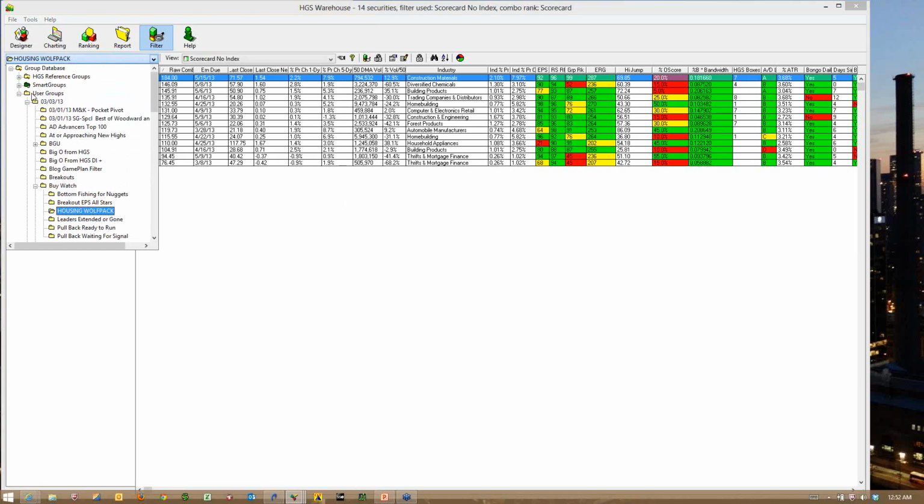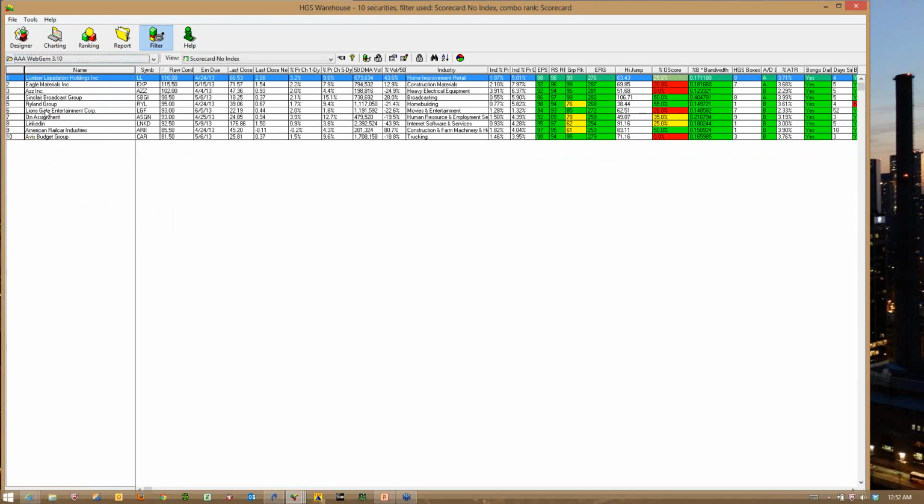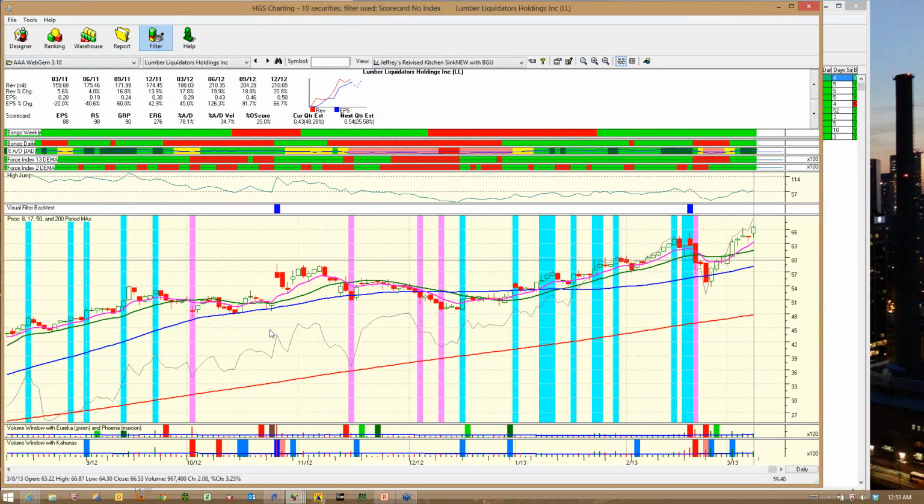I'll find this in, here they are, 10 stocks I looked at. Lumber Liquidators was highly ranked this week. I think it's on my buy list. And you could see not much of an angle, but it's grown from the low 50s to mid 60s, pulled back sharply, trying to run again, all green, not up at the high jump, good earnings per share growth.